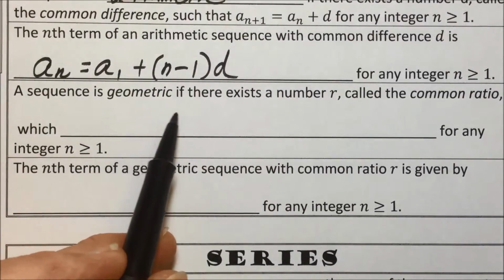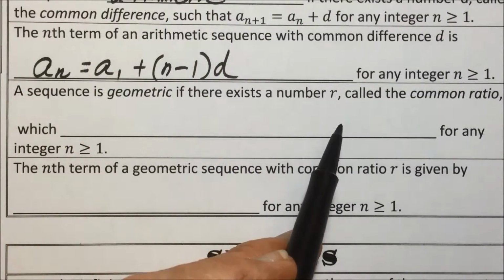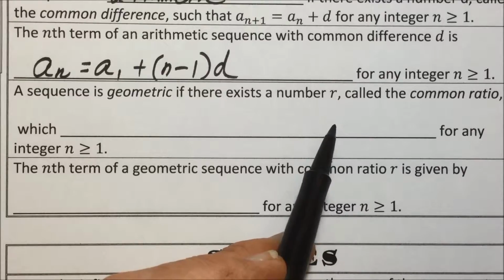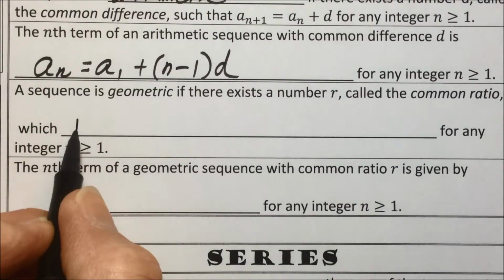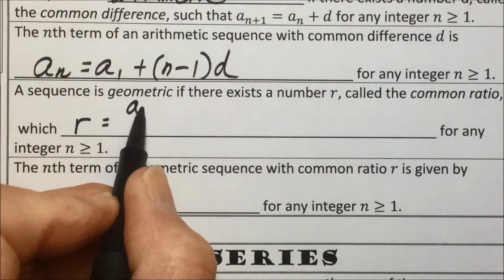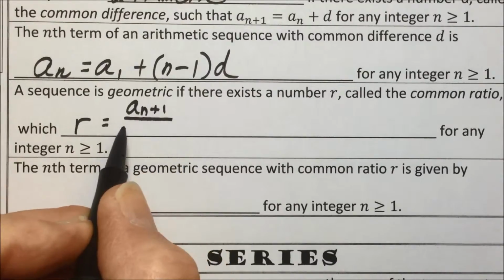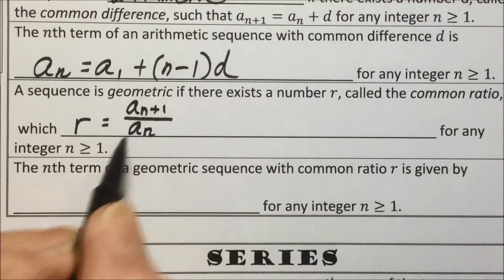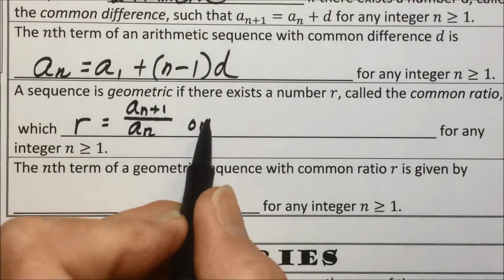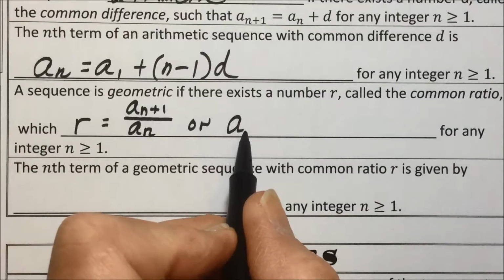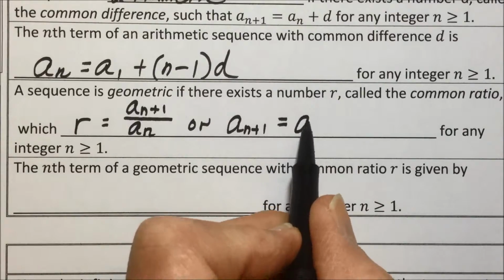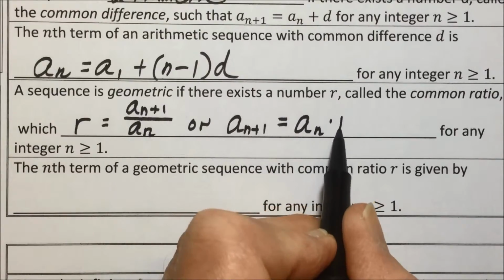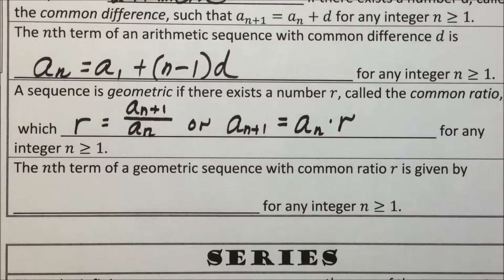A sequence is geometric if there exists a number r called the common ratio, and in that example we just looked at, the common ratio was 3, for which we can find r by taking a term divided by the preceding term. Or we can express it this way: the next term in a geometric sequence is found by taking the preceding term times the common ratio for any integer n greater than or equal to 1.